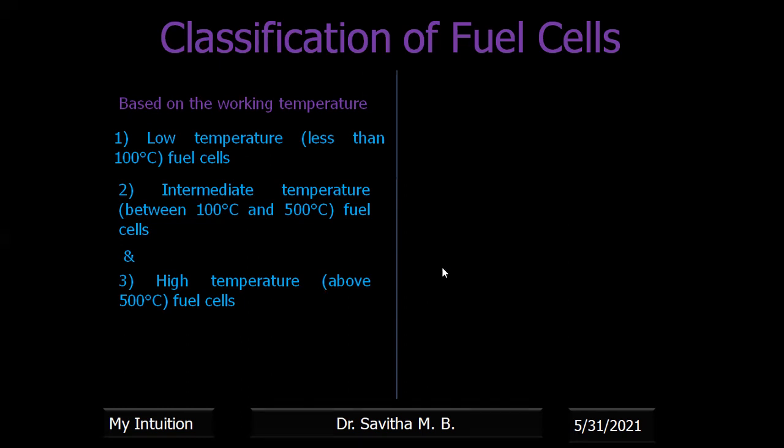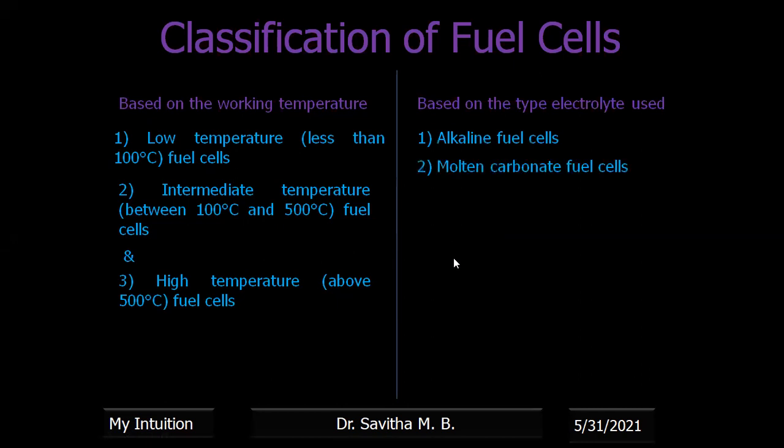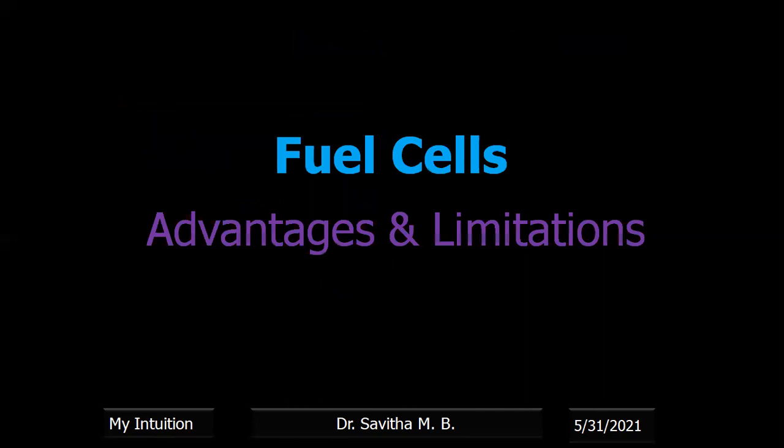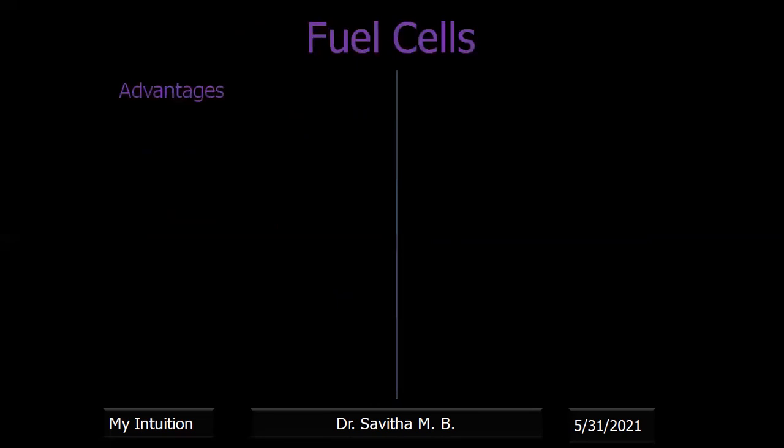On the other hand, fuel cells based on the electrolytes are classified as alkaline fuel cell, molten carbonate fuel cell, solid oxide fuel cell, phosphoric acid fuel cell, and solid polymer electrolyte fuel cell. So there's one more type, that is the biochemical fuel cell. Now, what are the advantages and disadvantages of a fuel cell? Let's first take the advantages.